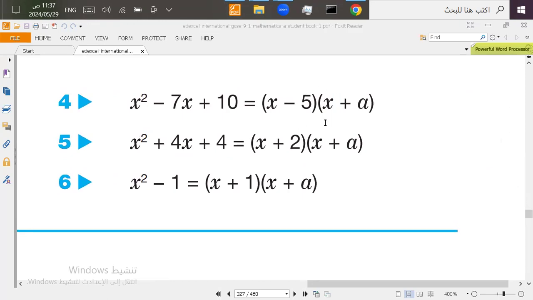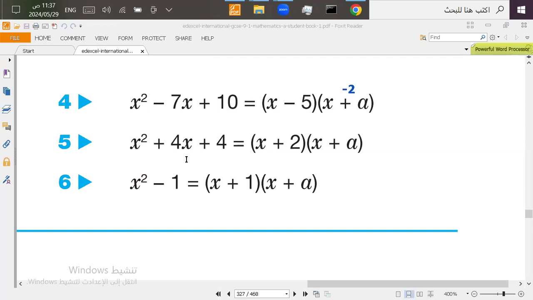So this one must be negative. And the number, you need it. This is addition, so they must have the same signs. This means you need two numbers. When you multiply them, you get 10. When you add them, you get 7. So 5 and 2. Good.